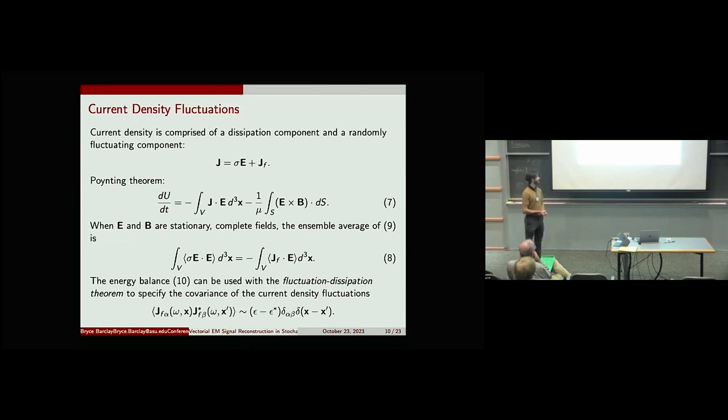So this tells us that the fluctuations in the current density are directly related to this sigma, which is the imaginary component of our permittivity. Of course, then also the rest of the model is that the components of the current density are uncorrelated, and uncorrelated in space as well.